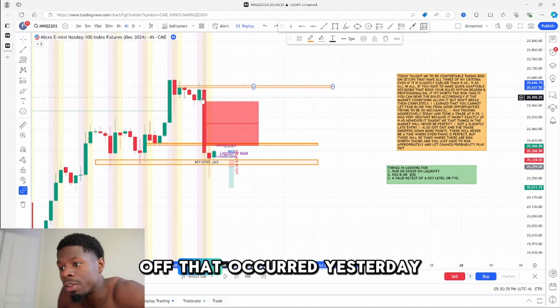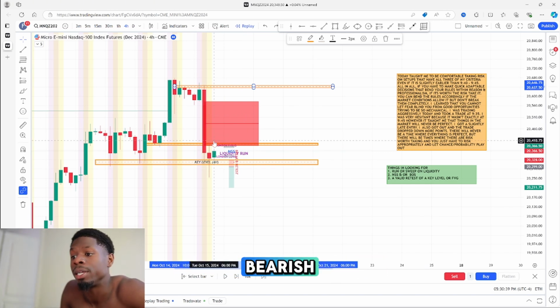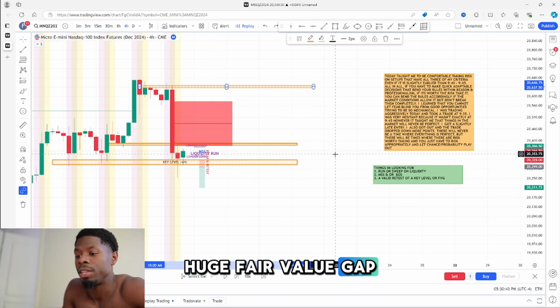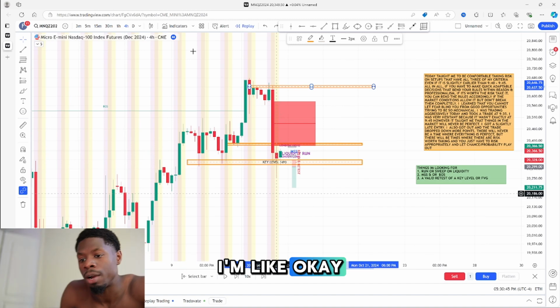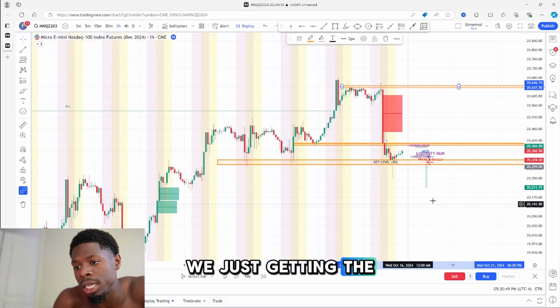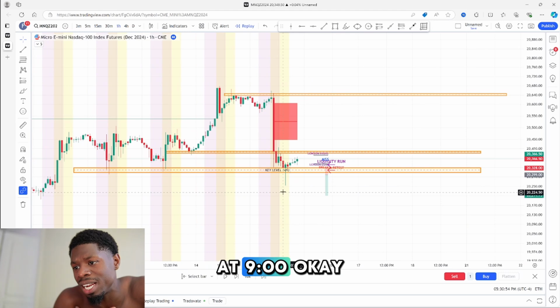This is the sell-off that occurred yesterday, which is why the daily candle was bearish. So it left this huge fair value gap. So this is everything that I'm looking at. I'm like, okay, I'm definitely bearish for today, right? If we go down to the 1 hour time frame, we're just getting the same thing with a little bit more details. What time is this? 9 o'clock, right at 9 o'clock, okay?